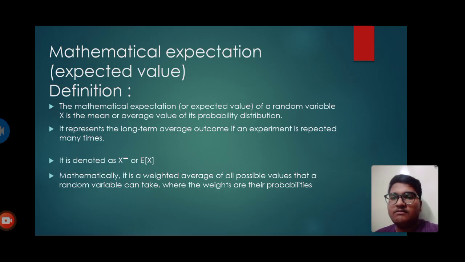Mathematically, it is a weighted average of all possible values that a random variable can take, where the weights are their probabilities.